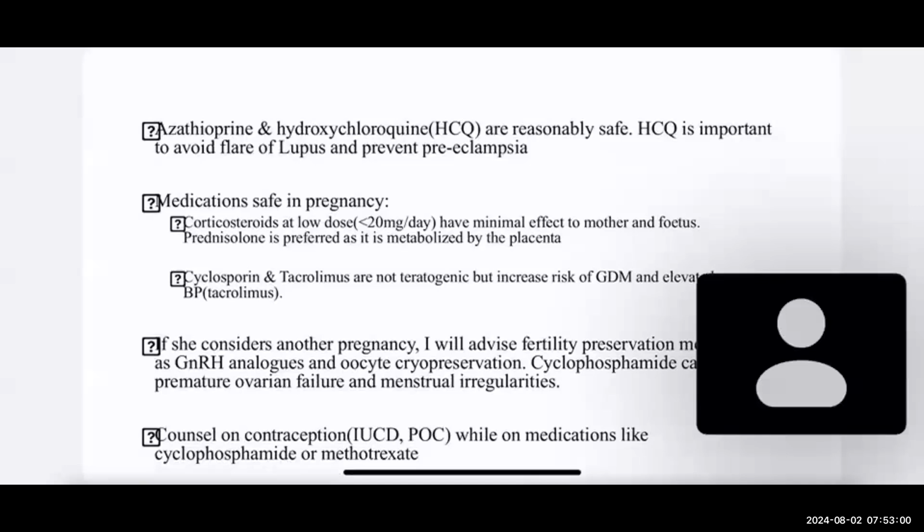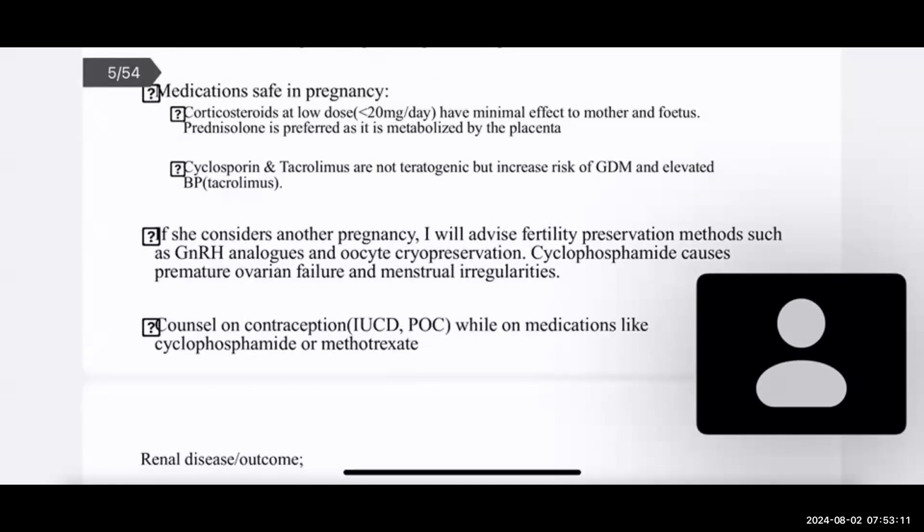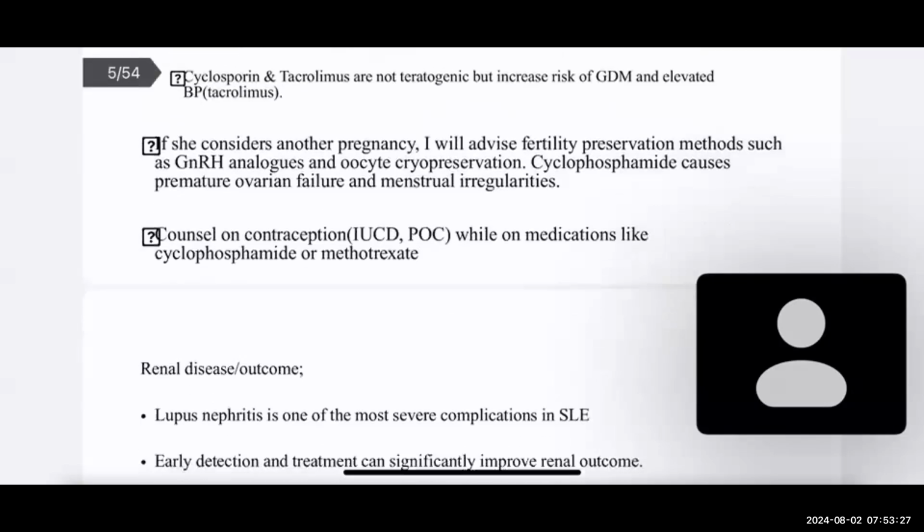Cyclosporine and tacrolimus are also not teratogenic. They are considered safe, although they have increased risk for GDM and elevated blood pressure, especially tacrolimus. I'd also let her know that if at all she's considering taking cyclophosphamide next time, she should start to consider fertility preservation methods like use of gonadotropin releasing hormone analogs and oocyte cryopreservation, because cyclophosphamide causes premature ovarian failure and menstrual irregularities. And I'll counsel her on the use of contraceptives. IUCD is one of them, and progesterone-only contraceptives while she's on cyclophosphamide or methotrexate.